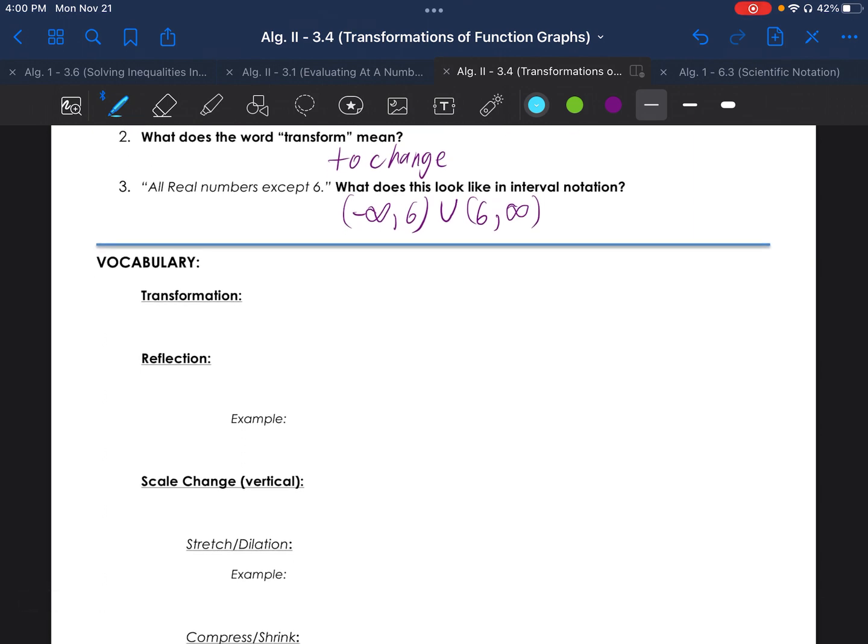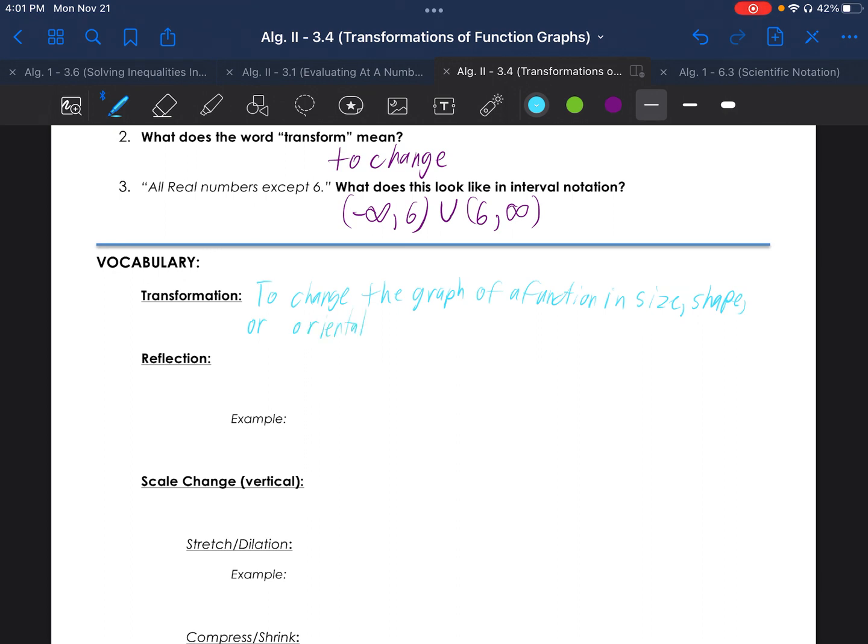So now let's get into vocab. Transformation, that means to change. Once again, transform is to change. So transformation in math is going to be to change the graph of a function in size, shape, or orientation.